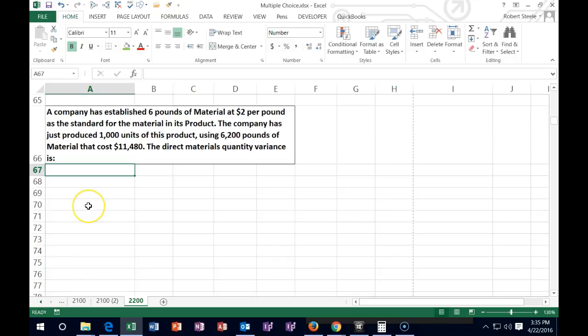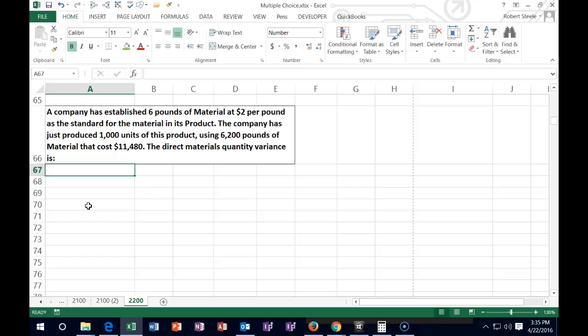The data's there. The next one says that a company has established 6 pounds of material at $2 per pound as the standard for the material in its product. The company has just produced 1,000 units of this product using 6,200 pounds of material that cost $11,480. The direct material quantity variance is what?